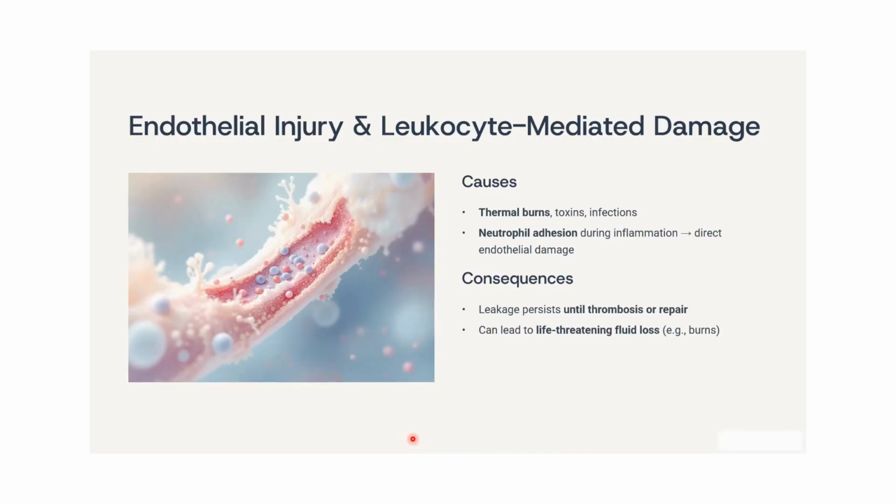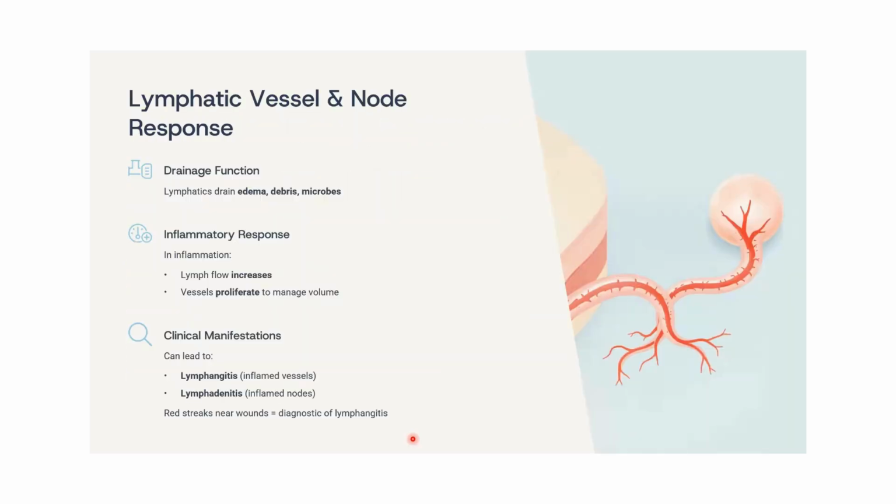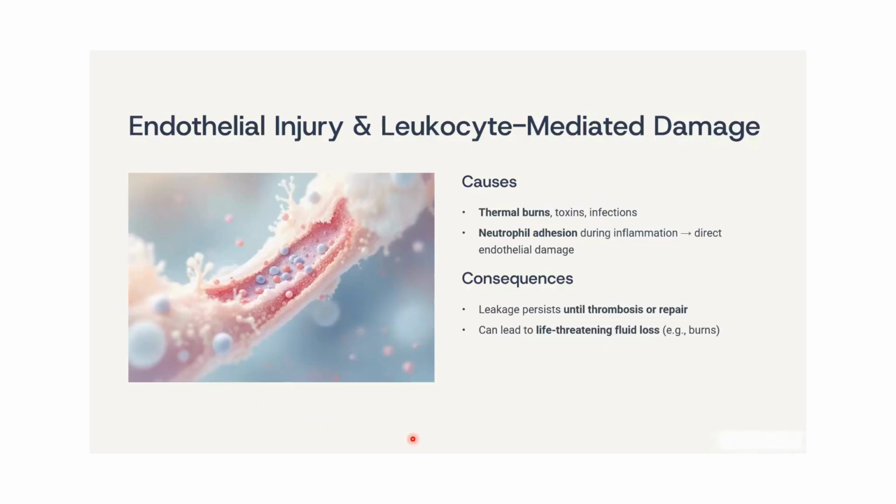And leakage from this kind of injury, whether from toxins or neutrophils, basically continues until the vessel is either plugged by a clot or repaired. And the consequences of that sustained leakage can be really serious, right? You mentioned fluid loss. Extremely serious. In cases like major burns covering a large area of the body, the amount of plasma lost into the tissues can be massive. It can lead to shock, basically life-threatening fluid depletion. Managing that fluid loss is critical.